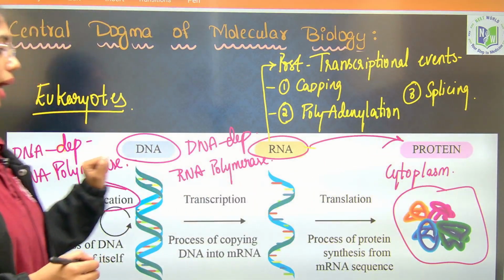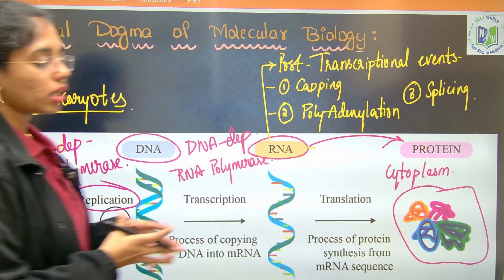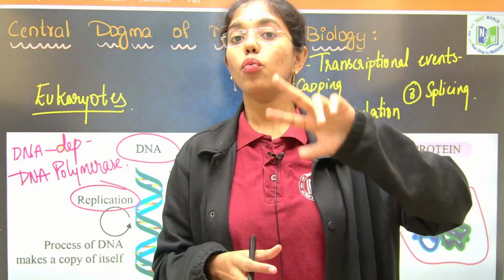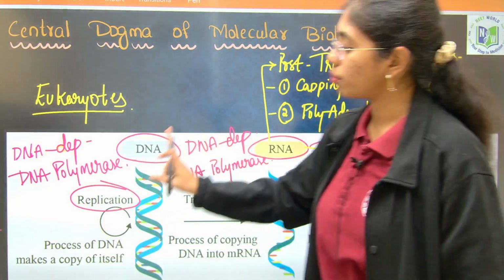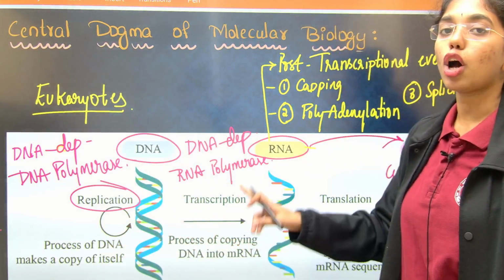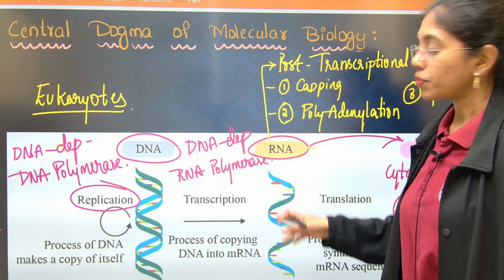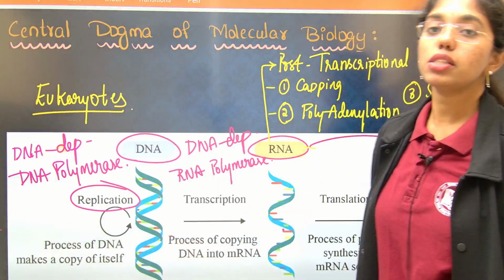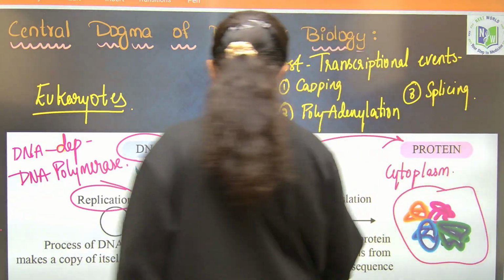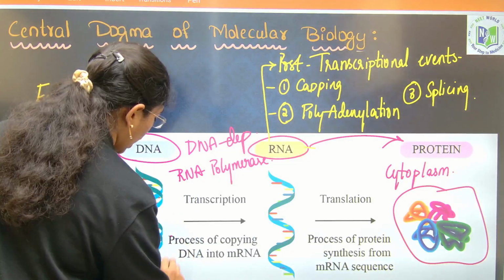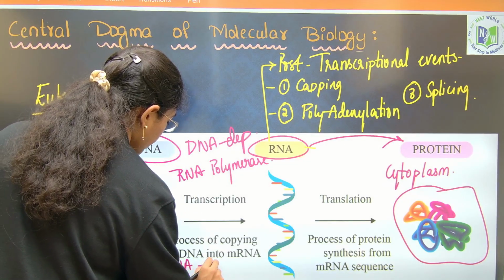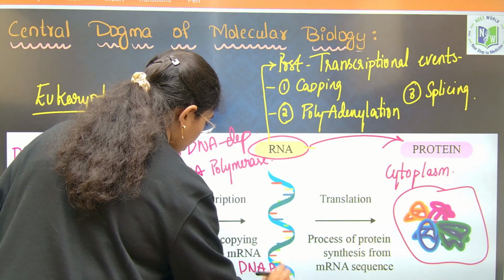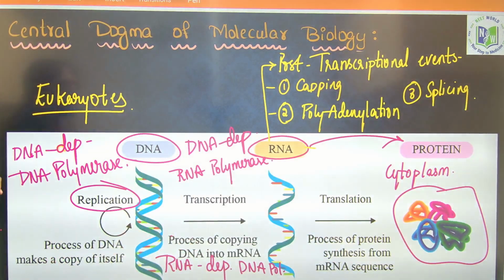So DNA replication followed by transcription and post-transcriptional events take place inside the nucleus, and translation occurs in the cytoplasm of the eukaryotic cell. In a few viruses where RNA is the genetic material, RNA is reverse transcribed to DNA. That is reverse transcription, also known as teminism. For that, RNA dependent DNA polymerase is required. Remember that.